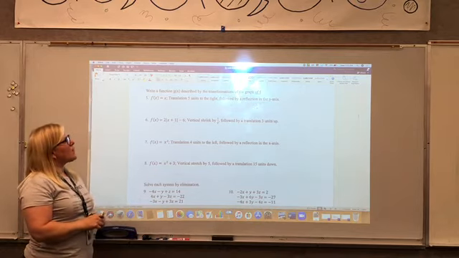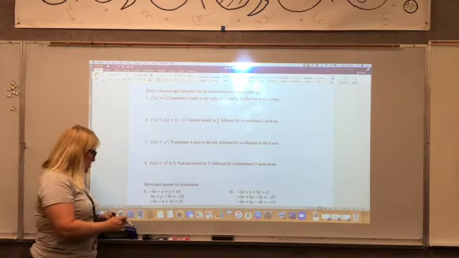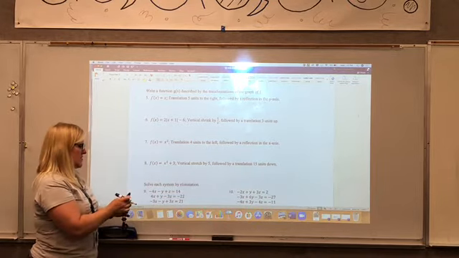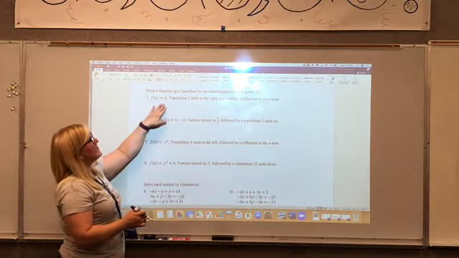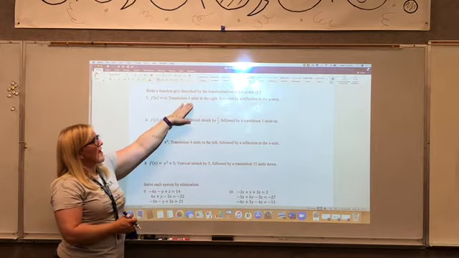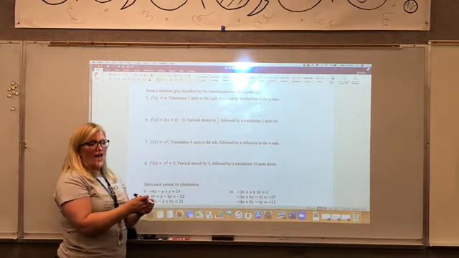Number 5, write a function g of x described by the transformations of the graph of f. So we have f of x equals x, and we want a translation 5 units to the right and then a reflection on the y-axis.